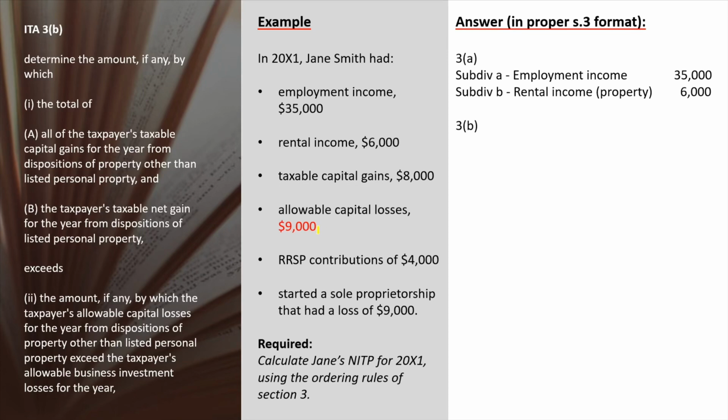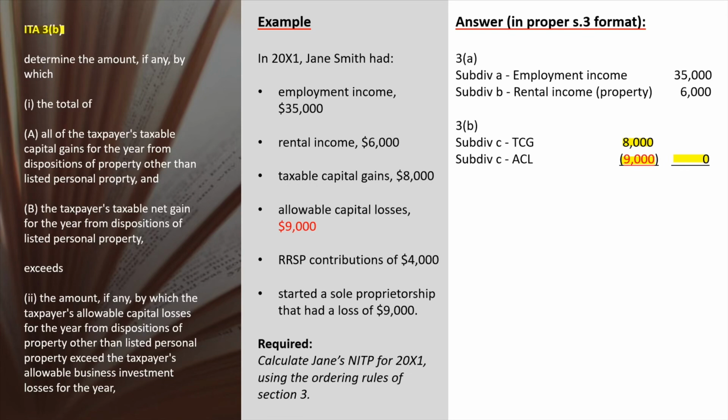In 3B, we deal with taxable capital gains, which is $8,000. And then we deal with the allowable capital loss, which is $9,000. Now, many of you could be looking at this and saying, well, how did they get these numbers? 8,000 subtract 9,000 does not equal 0, right? It should be a negative $1,000. But let's take a look at the wording.